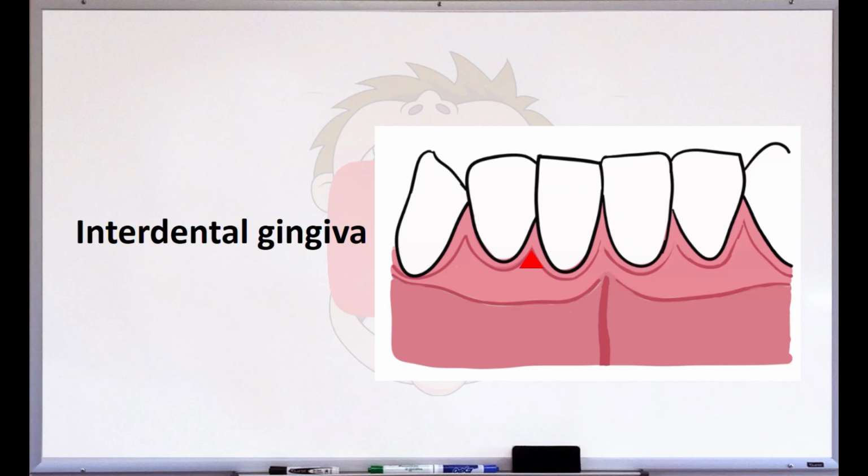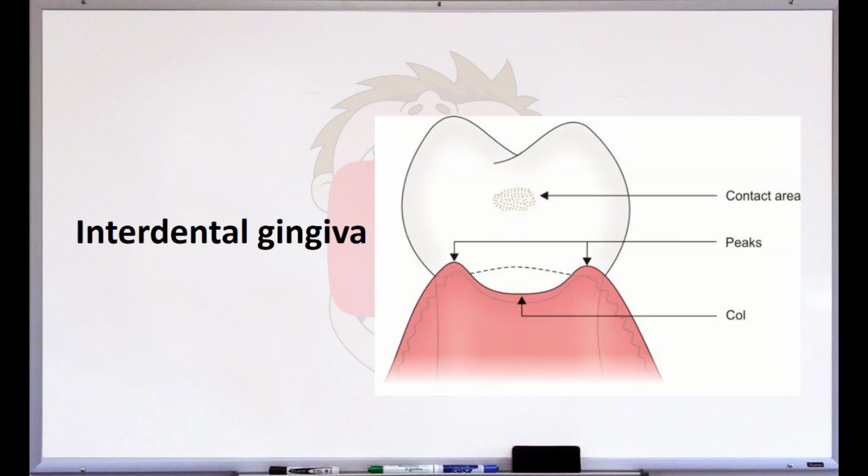The interdental gingiva can be pyramidal, mostly on anterior teeth, or it can have a col shape, mostly on the posterior teeth. Interdental col is a valley-like depression that connects facial and lingual papilla. It is non-keratinized and is vital in periodontal health and disease.